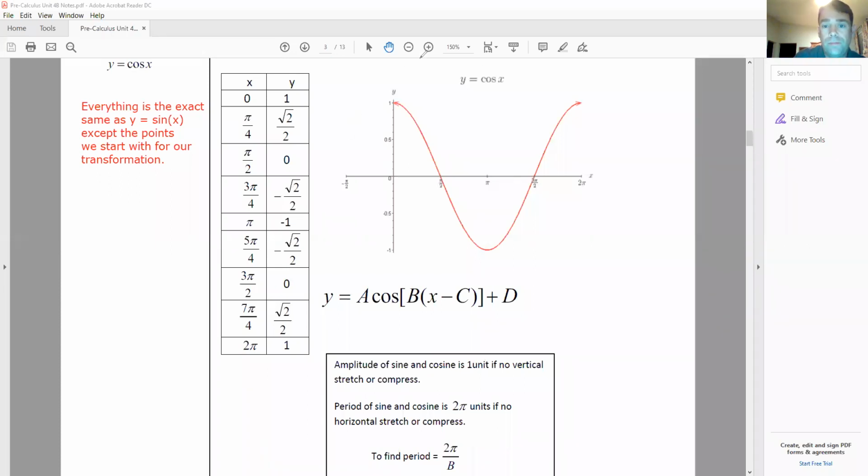Let's see if we can't graph these out here. Our points change. Instead of 0, 0, I'm at 0, 1. Instead of pi over 2, 1, I'm at pi over 2, 0. Instead of pi 0, I'm now at pi -1. Because we're using different values on the unit circle. But these would end up being my 5 major points. But nothing else is going to change. So when I'm dealing with cosine, everything is the exact same as sine, except for the starting points.